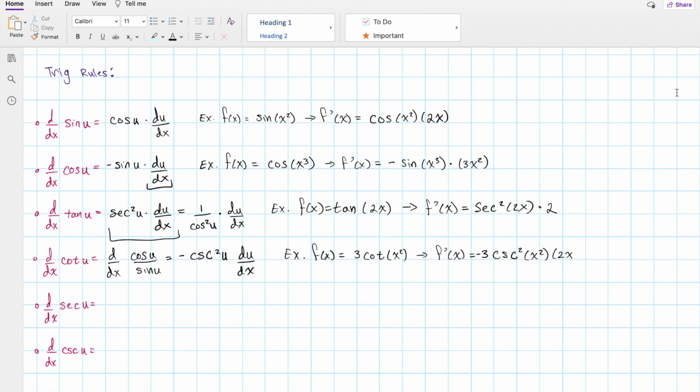Okay, now we have secant of u. Again, a reminder, secant is just 1 over cosine of u. So the rule for secant is going to be secant u tangent of u times du dx, which is again the chain rule. As an example, and we're going to keep it basic here, if f of x is equal to secant of x, then the derivative of that is just going to be secant x times tangent of x.